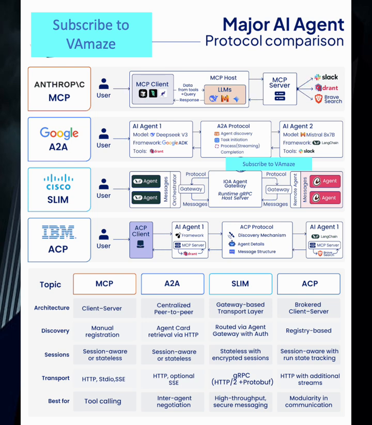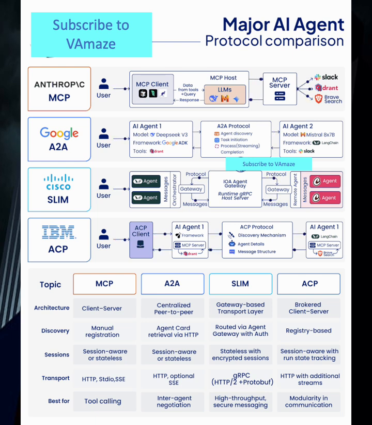Today, we'll explore 4 major protocols that are shaping the future of AI agent communication: MCP, Model Context Protocol; A2A, Agent-to-Agent Protocol; SLIM, Secure Low Latency Interactive Messaging; and ACP, Agent Communication Protocol. Each represents a different approach to solving the interoperability challenge.